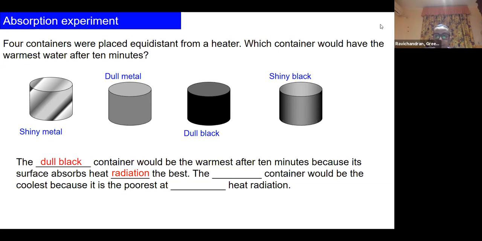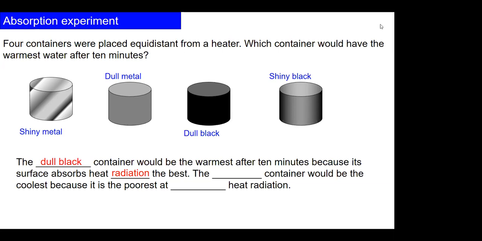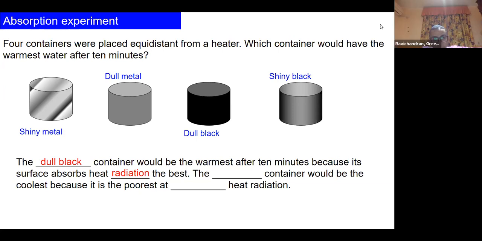Why? Because it absorbs heat. Dull black absorbs everything and emits everything, but shiny metal reflects everything. Since it reflects everything, it is the worst for absorption.